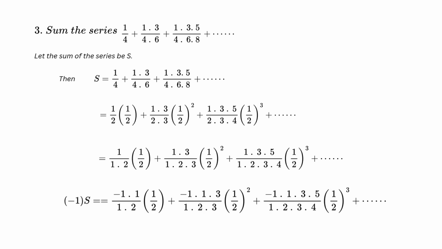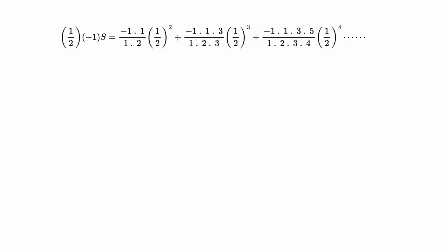This gives minus 1 into S equals minus 1 into 1 by 1 into 2 into 1 by 2 plus minus 1 into 1 into 3 by 1 into 2 into 3 into 1 by 2 whole square plus etc. In the standard binomial expansion, the power of the variable must equal the number of factors in the numerator and denominator of the coefficients. So, we multiply both sides by 1 by 2. Then, 1 by 2 into minus 1 into S equals minus 1 into 1 by 1 into 2 into 1 by 2 whole square plus minus 1 into 1 into 3 by 1 into 2 into 3 into 1 by 2 whole cube plus etc.